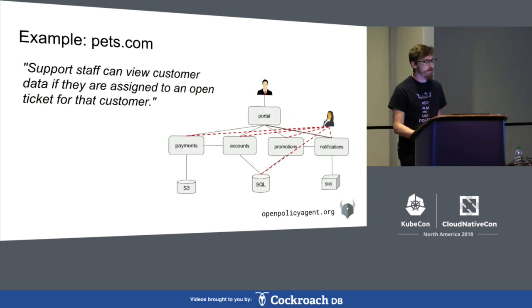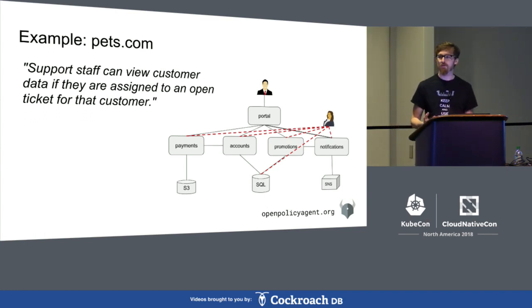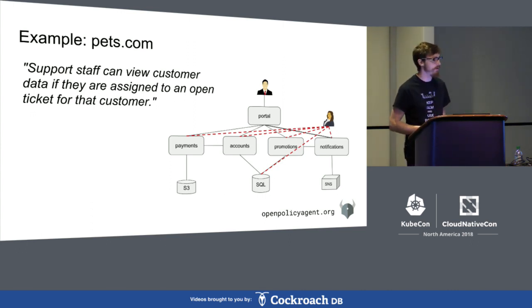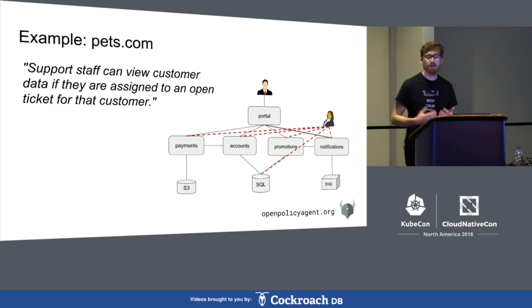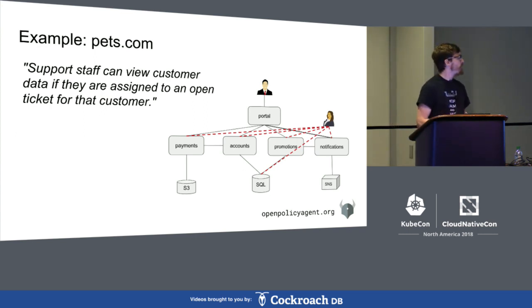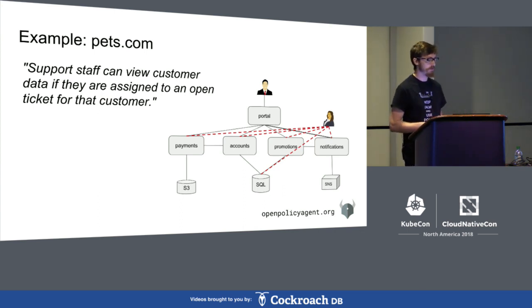So what we want to do is put some guardrails into the system to prevent these kinds of things from happening. This is an example of a policy that people might want to enforce. They want to say that support staff can view customer data if they're assigned to an open ticket for that customer. This helps us put a guardrail in place so that Alice can still do her job, she can still support Bob, but she can't do anything, right? So we've got a little bit of protection in place.